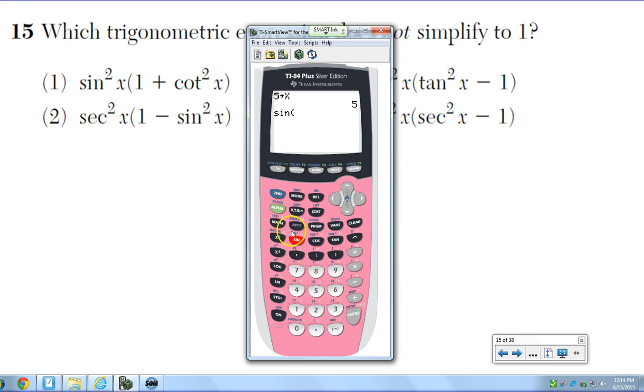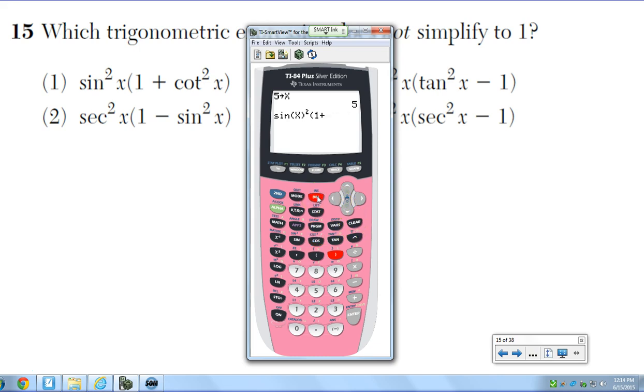So you can do sine squared. Now, to do sine squared, it's weird because once you do sine, you have a parenthesis. So this is how you type in sine squared on either calculator. And then you're going to do parenthesis 1 plus cosine.